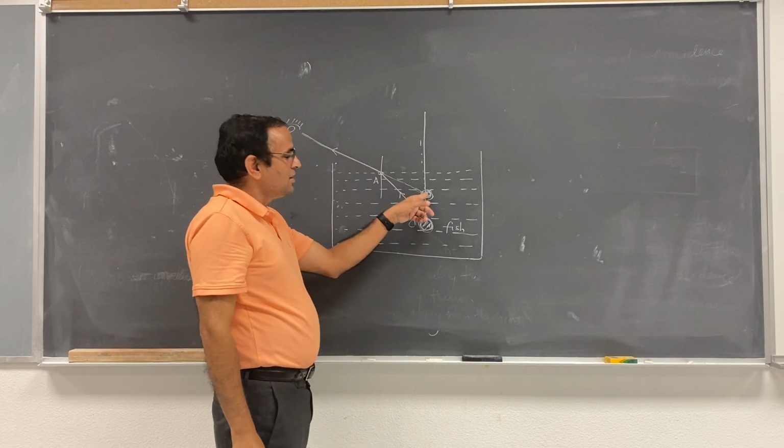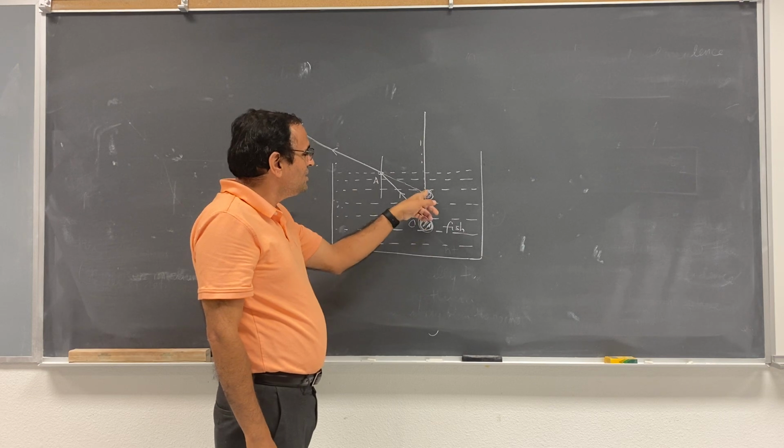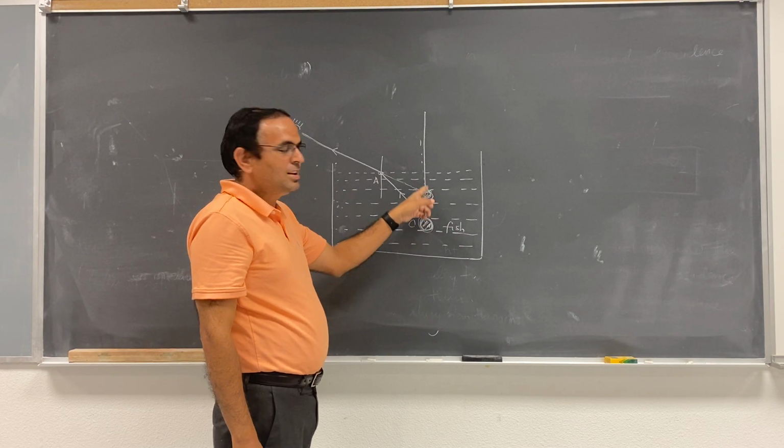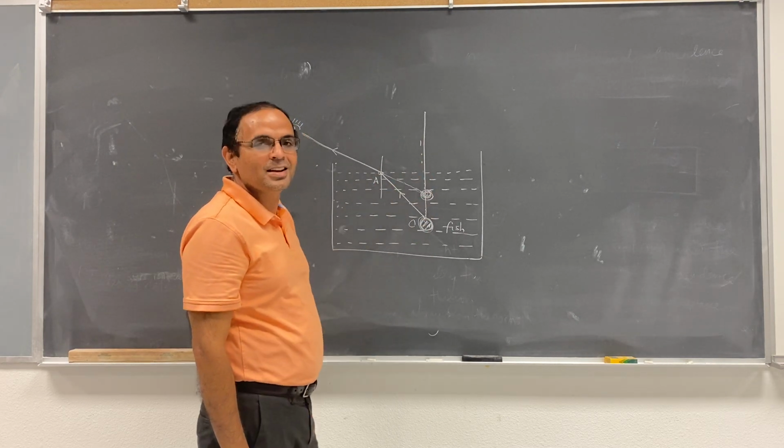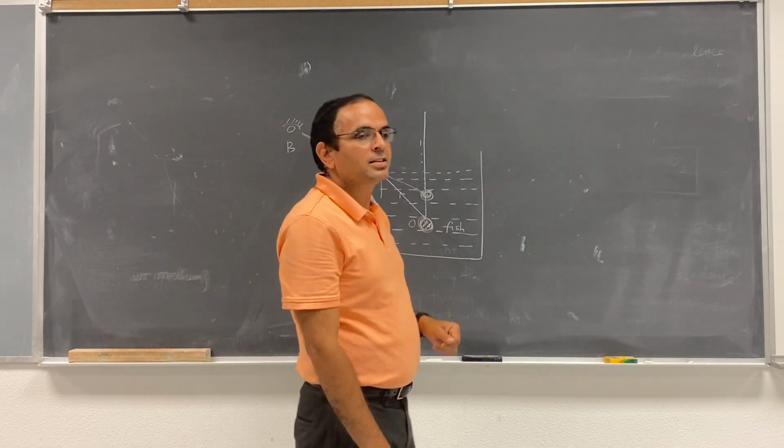The fish appears to be there. In real, the fish is here, but you see the fish right there. And if you try to catch here, of course you cannot catch that because the real fish is here. This is due to the refraction of light.